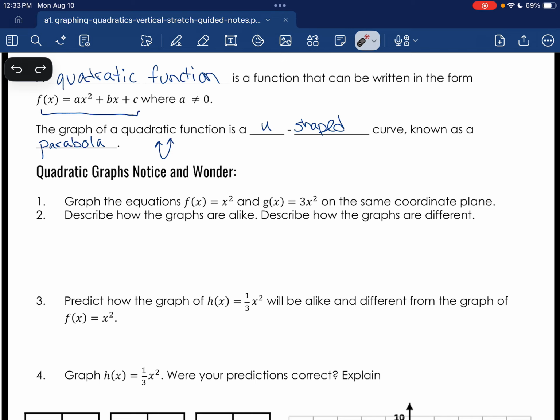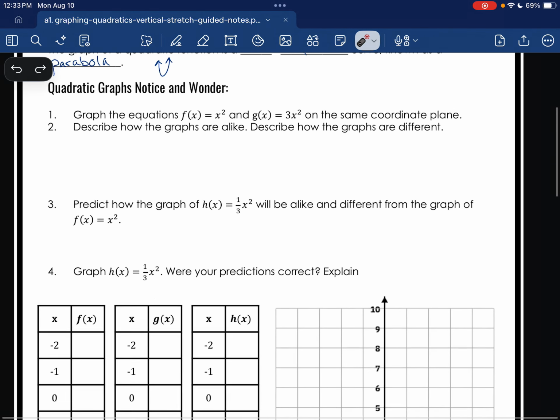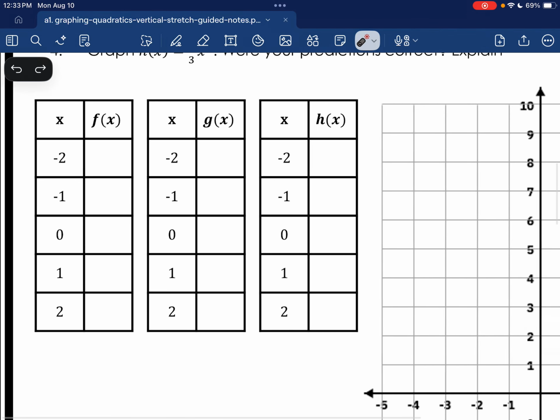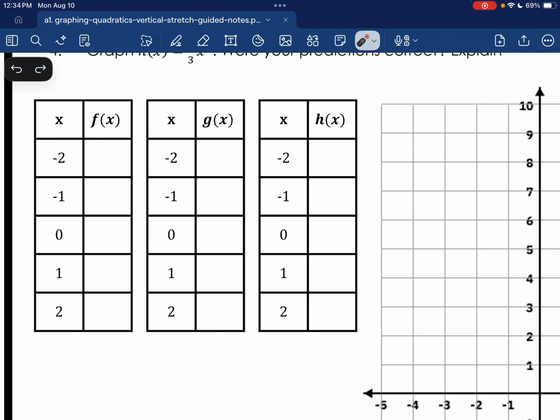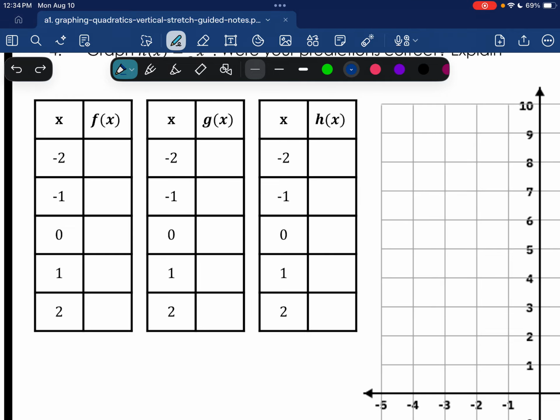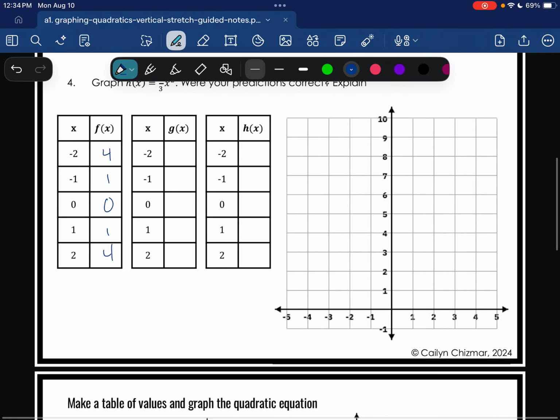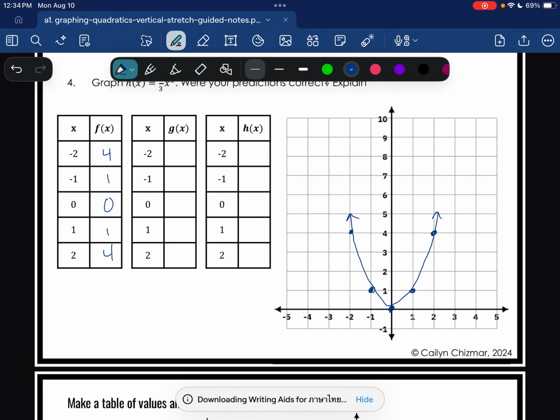All right. So let's say we filled these out here. I filled out this first one and I got 4, 1, 0, 1, 4 as my y coordinates. And when I graphed it, it looked something like this. All right, so that was f of x, our original.